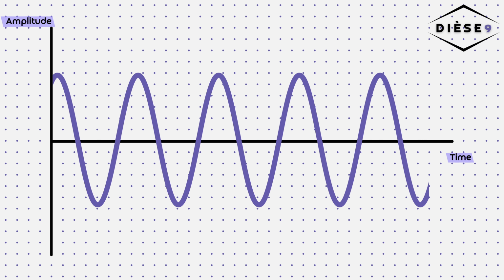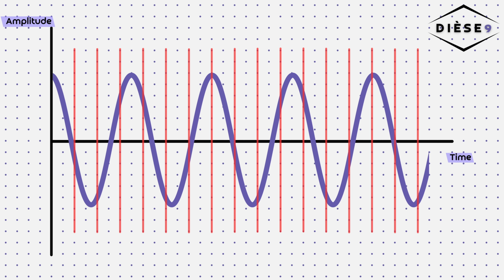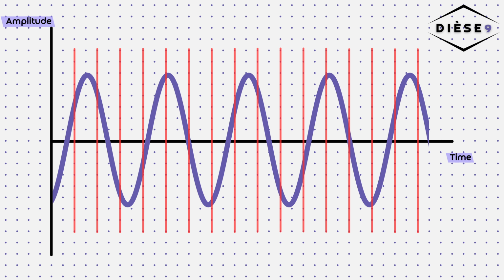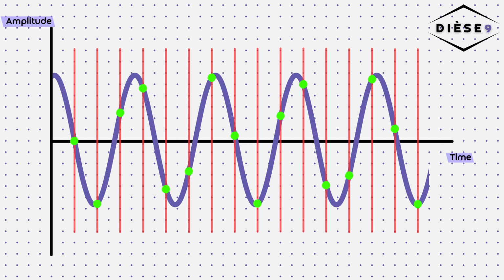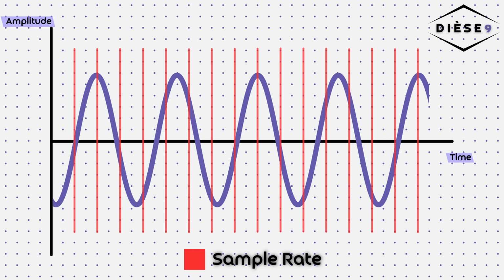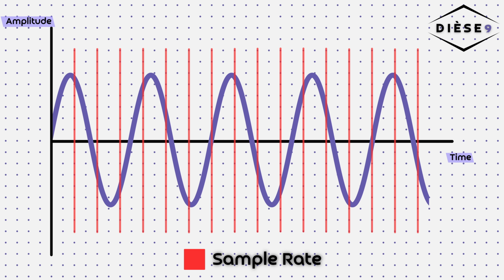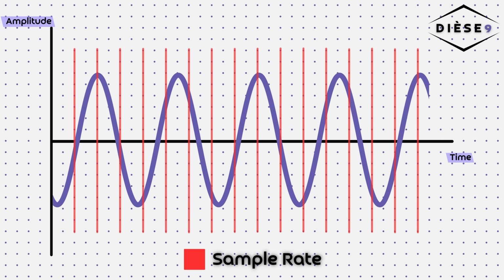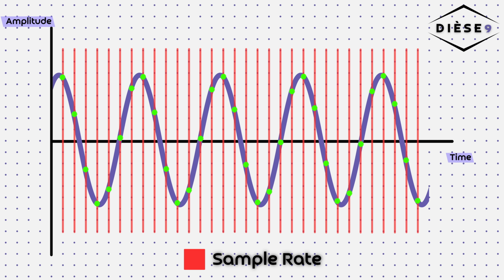Samples are taken at precise, regular intervals. During each snapshot, the amplitude or height of the signal at that exact moment in time is measured and immediately stored as a number with a defined resolution. The frequency at which we take these snapshots is called the sample rate, measured in hertz. Think of sample rate as the speed at which we sample the wave. It dictates how many times per second we capture its amplitude level. If the sample rate is high enough, we can accurately represent the sound wave.